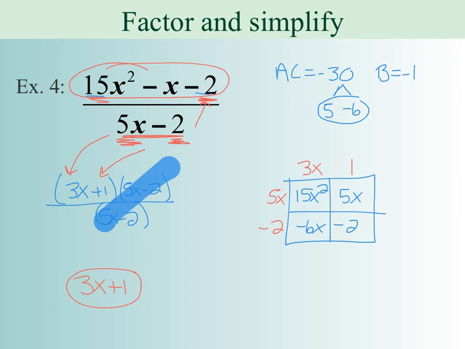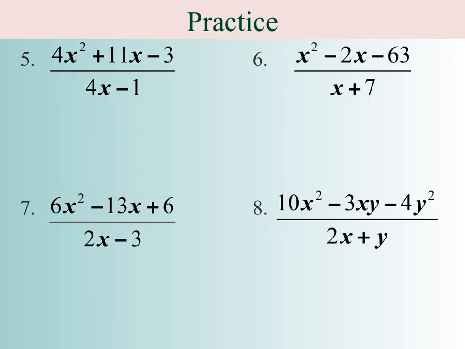So go ahead and press pause and try these last 4, and then press play when you want to check these. And again, it's look for a GCF, factor, and then find the missing binomial, or you can go with that little shortcut I just showed you guys and see if you're getting them right like that as well.